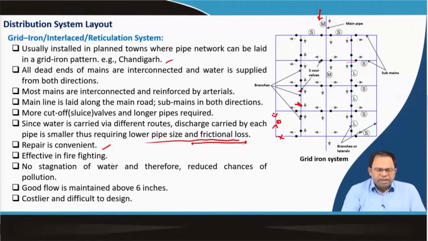Repair is better, convenient, and it is effective in firefighting, because you get water from multiple directions. So, pressure balance is better, and there is no stagnation of water, and therefore reduced chances of pollution, and good flow is maintained above 6 inches if the pipe diameter is given more than 6 inches. But it is costlier and difficult to design. So, when we design a network in the final lecture of this module, you will see that this kind of network is much more difficult to design compared to a simple tree or this kind of dead end system.